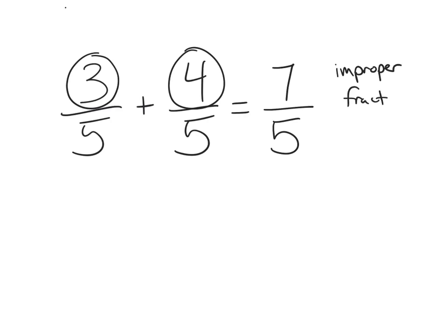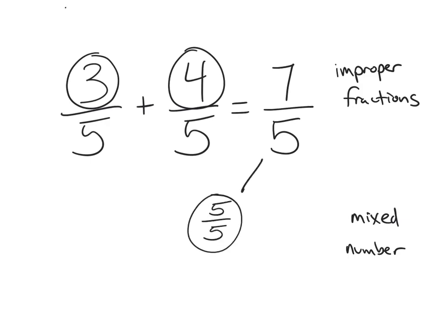Now we get an answer here that is an improper fraction. Improper fractions are fractions that are greater than 1, where we have the numerator larger than the denominator. So I'm going to represent this as a mixed number, which is a mix of a whole number and a fraction. And to do this, I'm going to use a number bond, and I'm going to pull out one whole in fifths, which in this case is 5 fifths. And since I took away 5 fifths from the 7 fifths I have, that leaves me with 2 fifths.